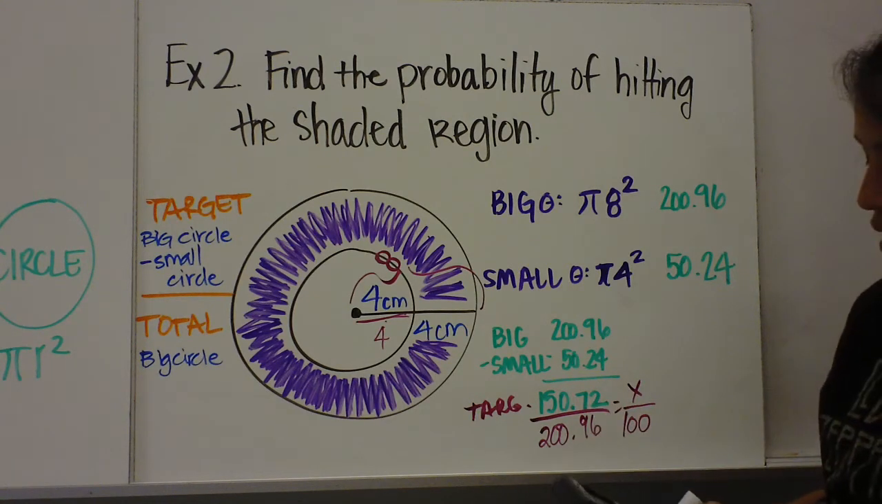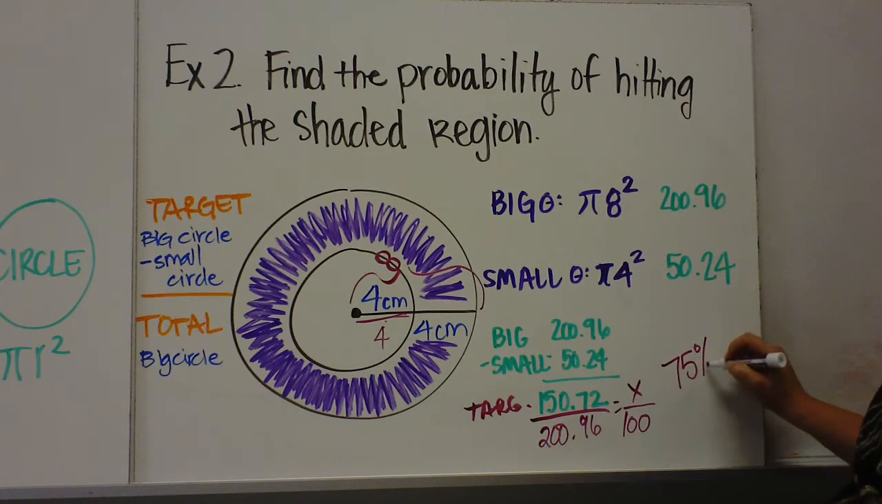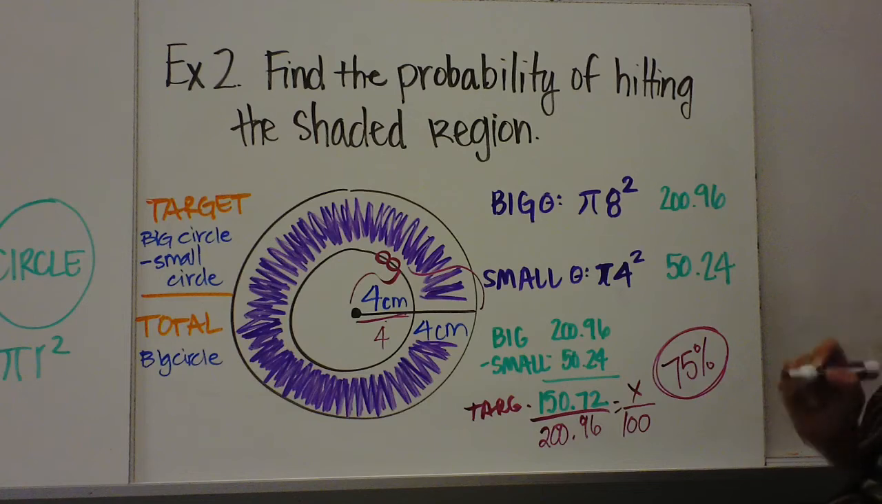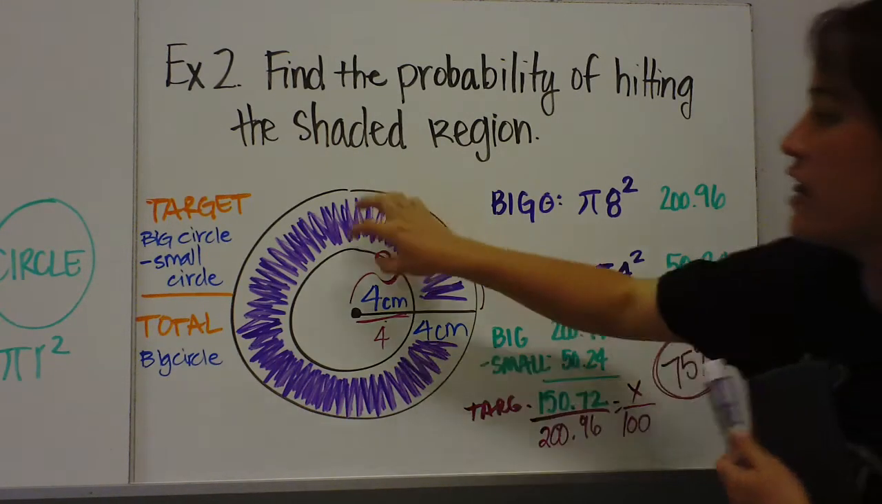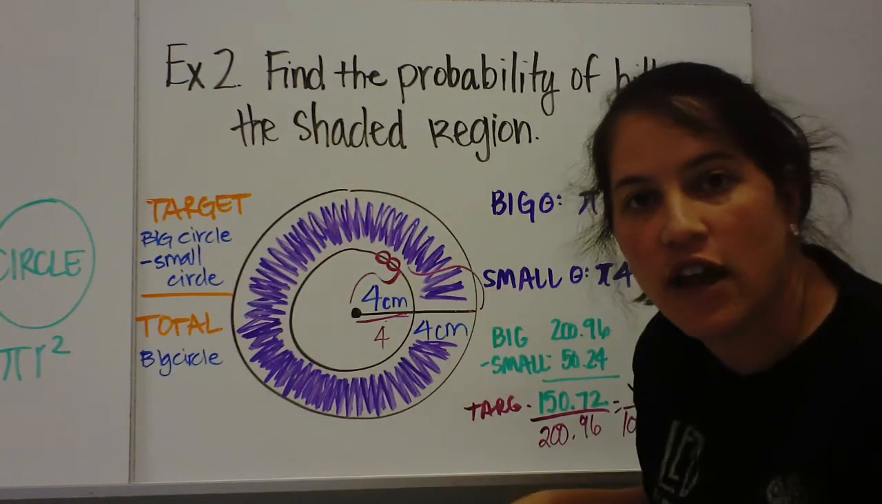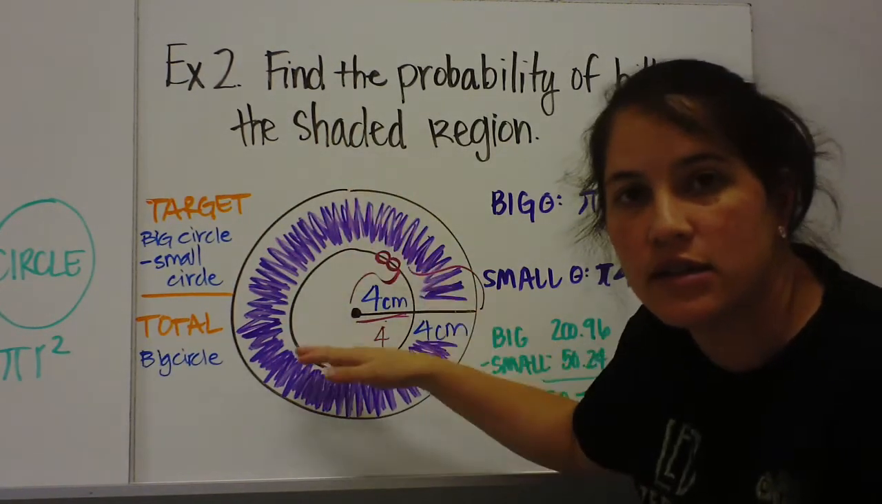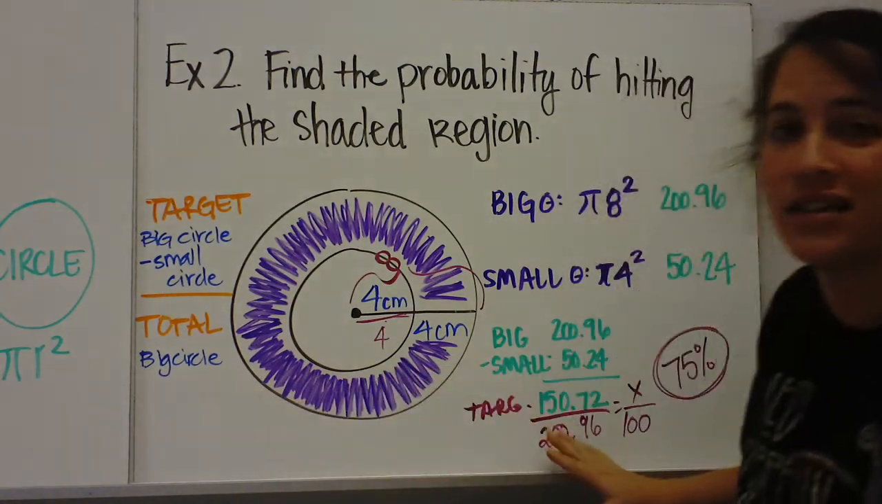100 times 150.72 divided by 200.96. And it comes out to be 75%. That is the probability of hitting the shaded region on the outside. So I did the big minus the small out of the total, and then I made it to a percent.